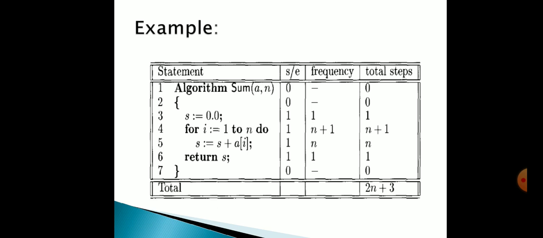We identified the executable statements as well as their total frequency. If we multiply the second column with the third column, we will get the total steps, or the total number of executions of each and every step in our algorithm. If we add the elements in the last column, you will get the time complexity, which is nothing but 2n plus 3 for this given algorithm. So these are the methods available to calculate the time complexity of the given algorithm. Hope you understand how to calculate the performance of an algorithm.